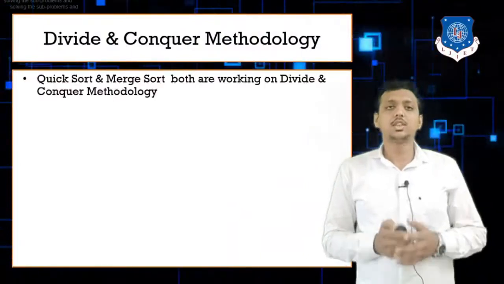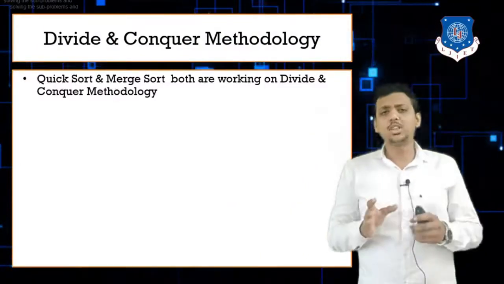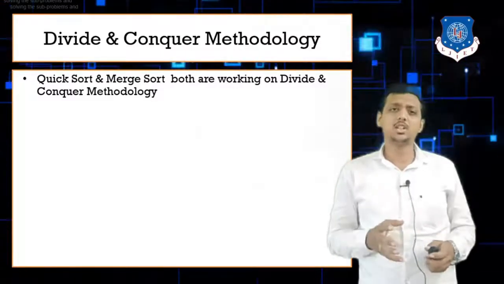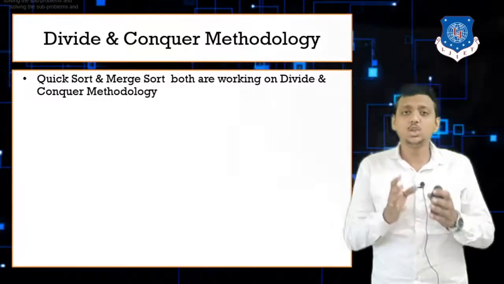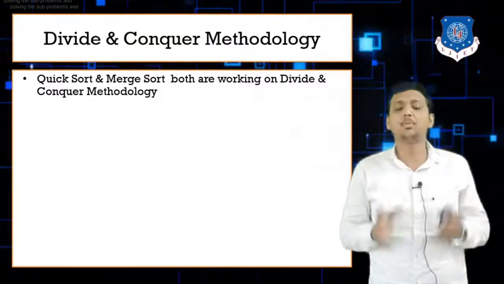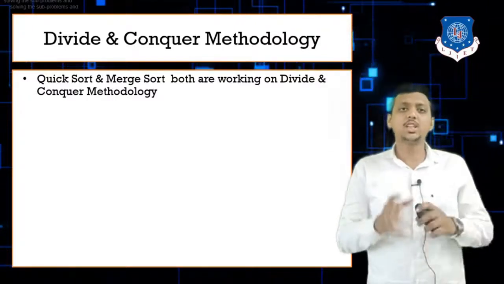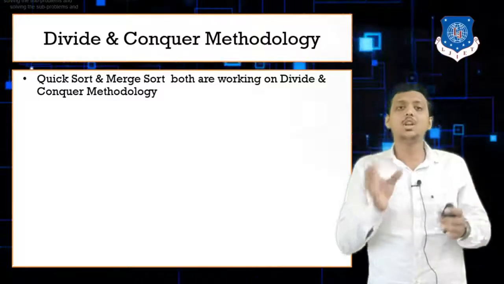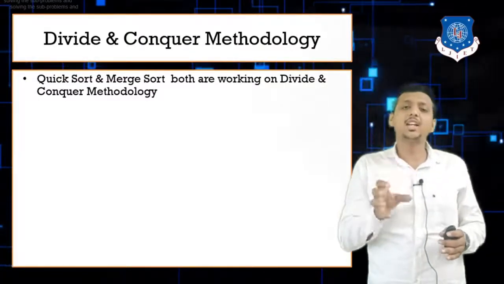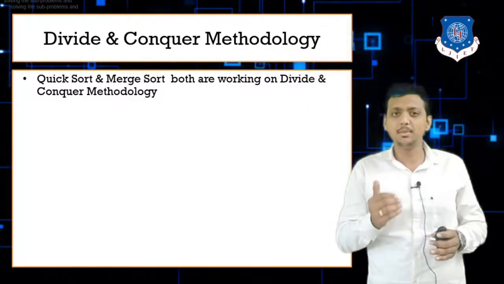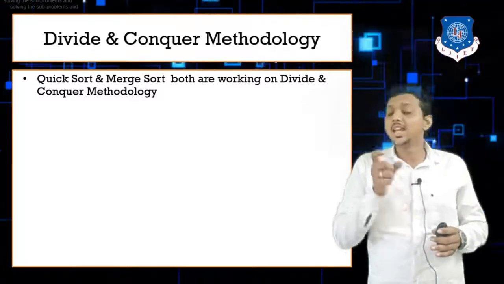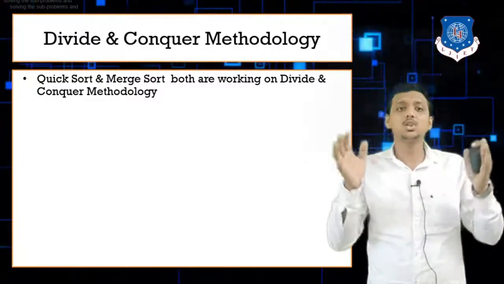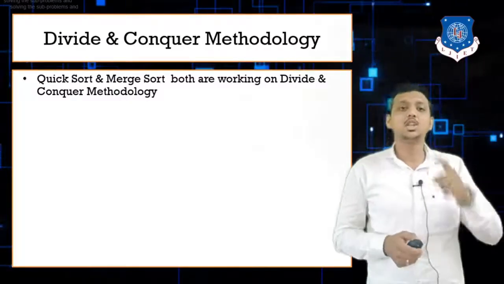So students, the quick sort and the merge sort both are working on divide and conquer methodology. Why is it known as divide and conquer? Just imagine a situation that you have a vast problem or a big problem. You cannot solve it directly. You just need to divide that whole problem into small sub problems. Then identify the solution for each and every sub problem, and then combine the whole solutions together. That becomes your final answer.